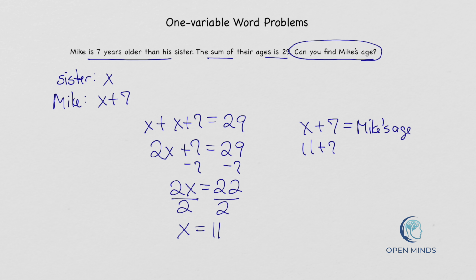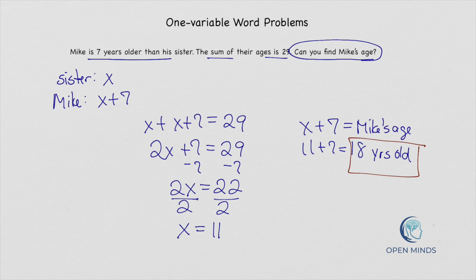So 11 plus 7 is equal to 18. So Mike is 18 years old. That answers the question, and we are finished. And of course, if you wanted to check, you would just simply plug in 11 in the equation. So we know that 11 plus 11 is 22, and then 22 plus 7 is 29. So this checks out. So we know that Mike is indeed 18, and his sister, although not needed, is 11.